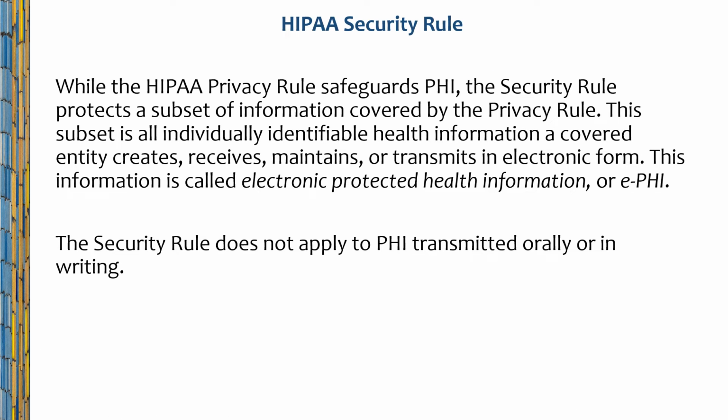What is the HIPAA Security Rule? While the HIPAA Privacy Rule safeguards PHI, the Security Rule protects a subset of information covered by the Privacy Rule. This subset is all individually identifiable health information a covered entity creates, receives, maintains, or transmits in electronic form. This information is called Electronic Protected Health Information, or ePHI. The Security Rule does not apply to PHI transmitted orally or in writing.